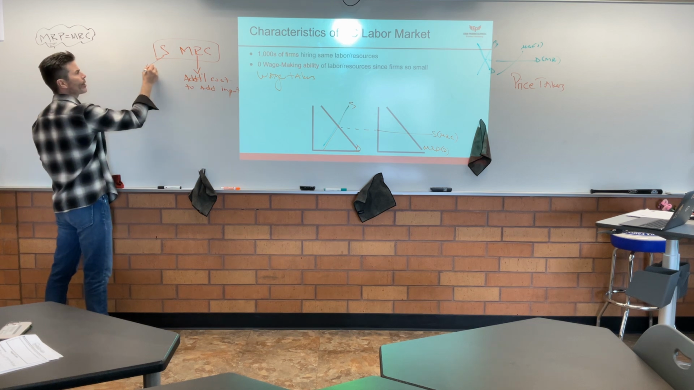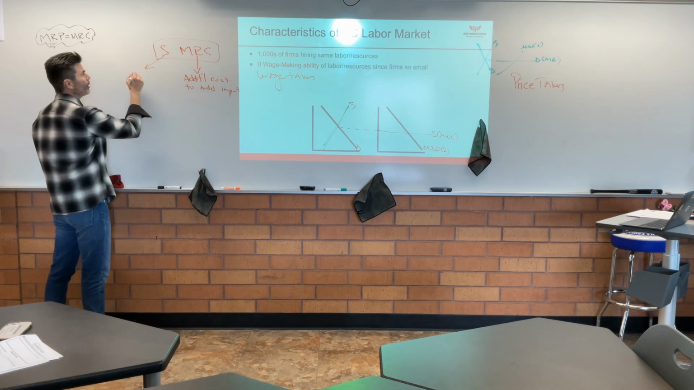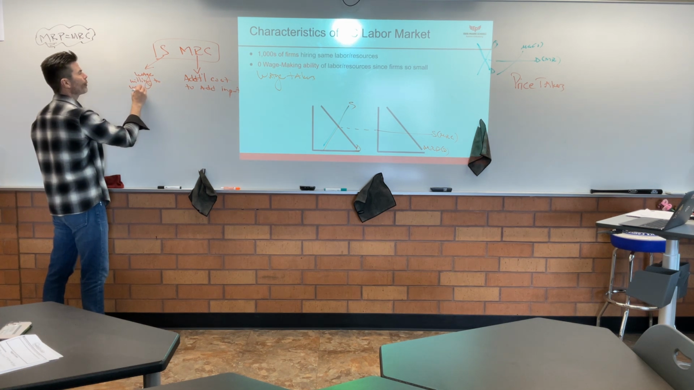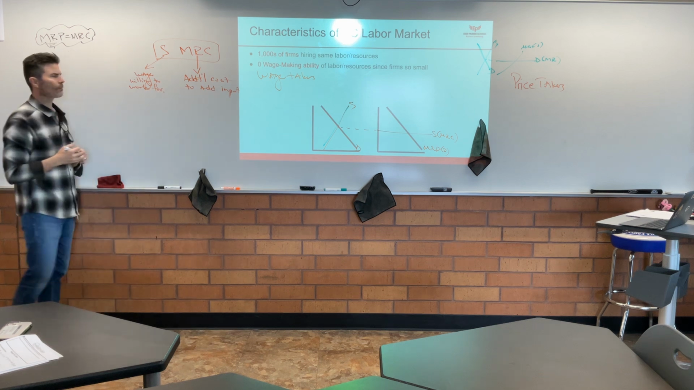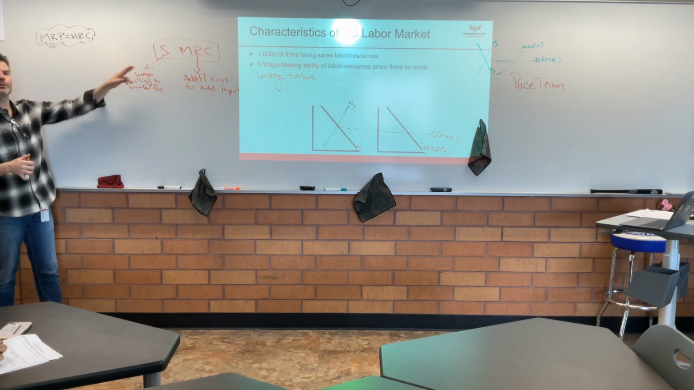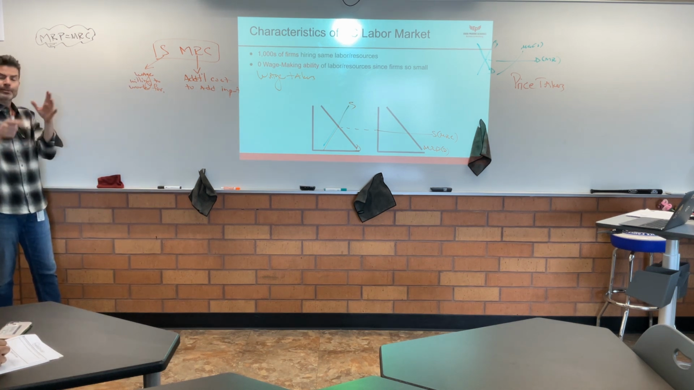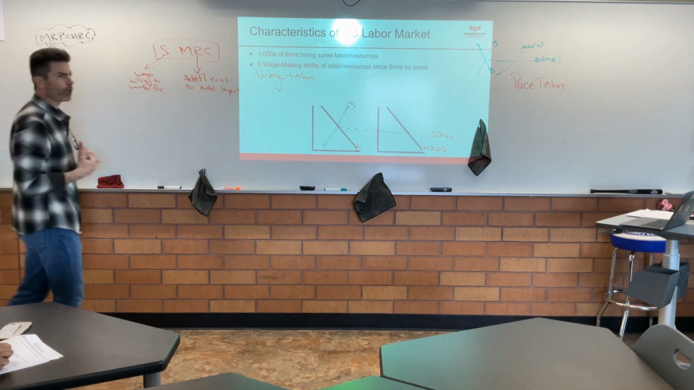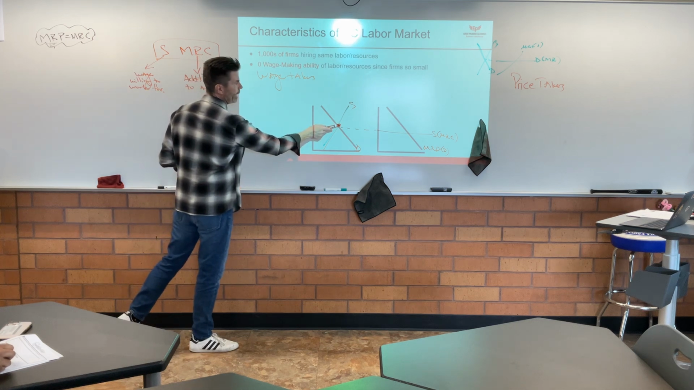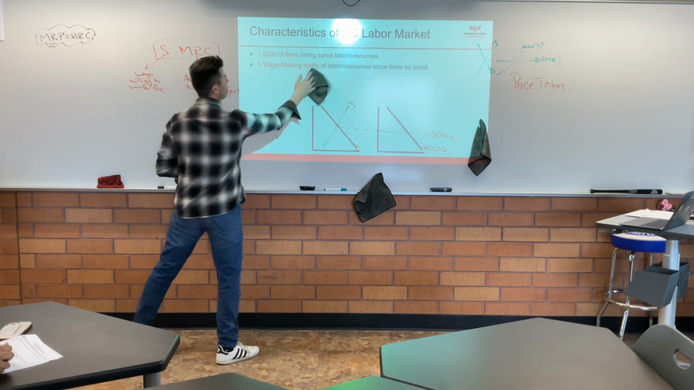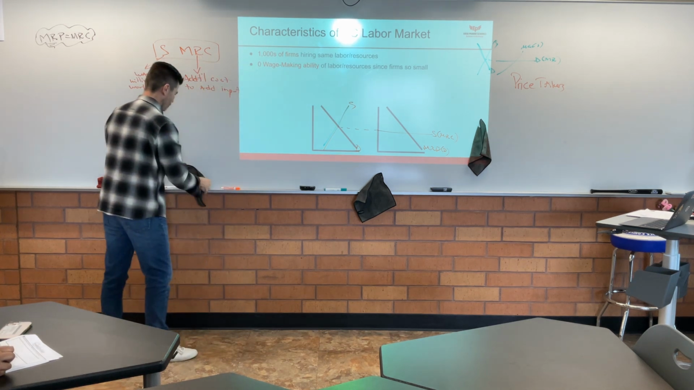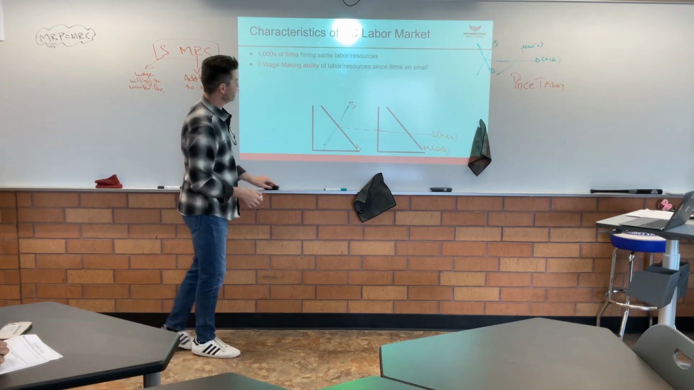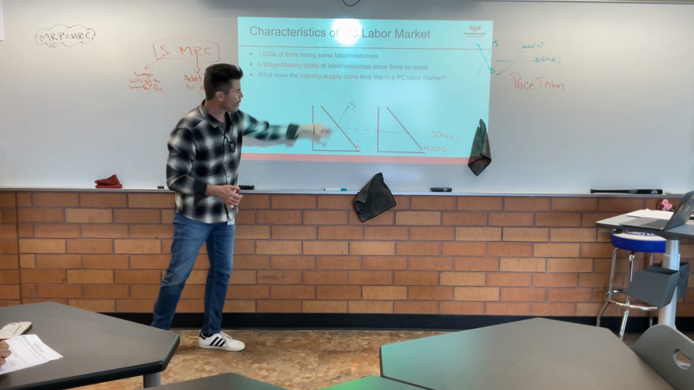The supply curve actually represents what wage you are willing to work for. That's what the supply curve represents. It represents you as a group, how much you're willing to work for. And I'm going to explain in a second why this supply curve is upward sloping. Why does the industry curve look like this?